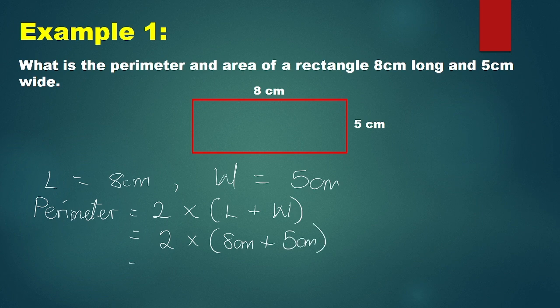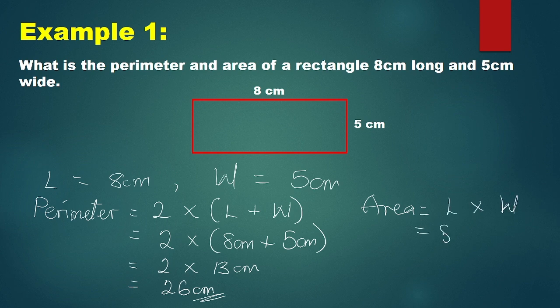So, applying our BODMAS rule, we have to solve the one in the bracket first. So that's 2 multiplied by, 8 centimeter plus 5 centimeter is 13 centimeter. So 2 times 13 centimeter will just simply be 26 centimeter. So this is the perimeter of the rectangle. Now, to find the area of the rectangle, area is just simply the length multiplied by the width. That is 8 centimeter multiplied by 5 centimeter, which is 40 centimeter squared. That's the area of the rectangle.